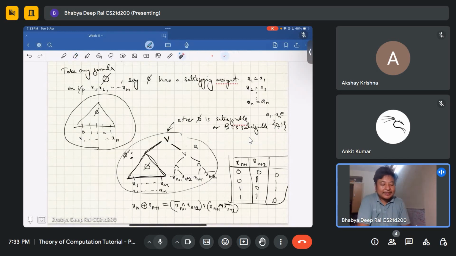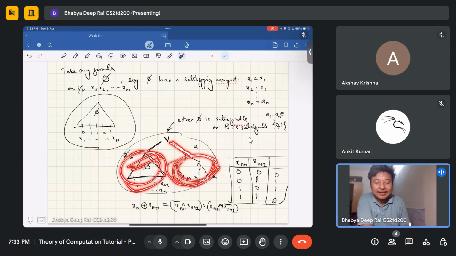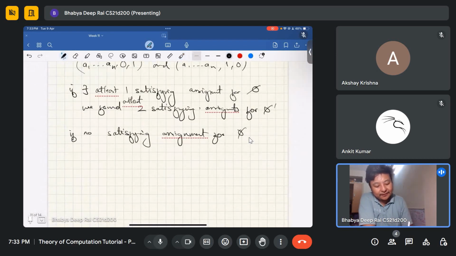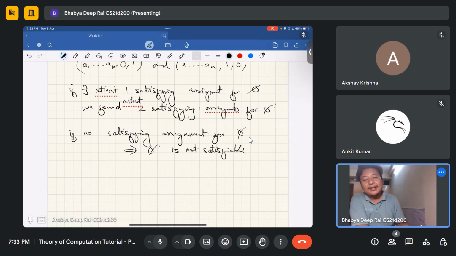Then no matter what I assign to the right hand side to make it 1, I can never make the left hand side 1, because phi does not have a satisfying assignment at all. So this entire circuit is not satisfied. No satisfying assignment for phi means phi prime is not satisfied, which means it has less than two satisfying assignments. Therefore converting phi to phi prime and then solving phi prime for double sat is enough. So SAT reduces to double SAT.